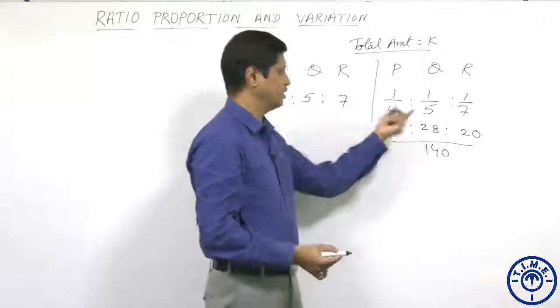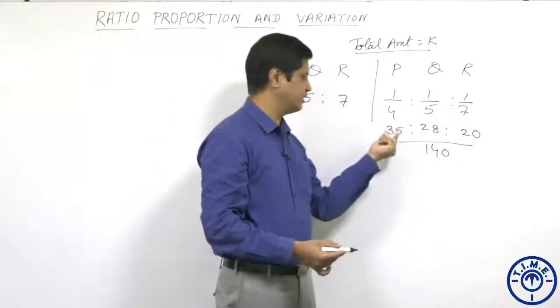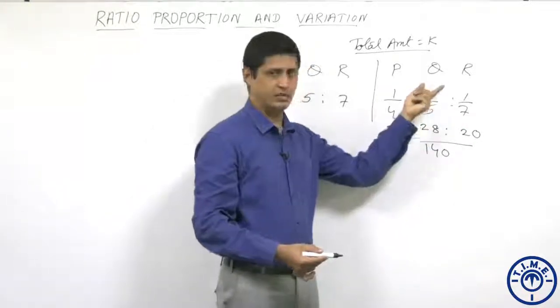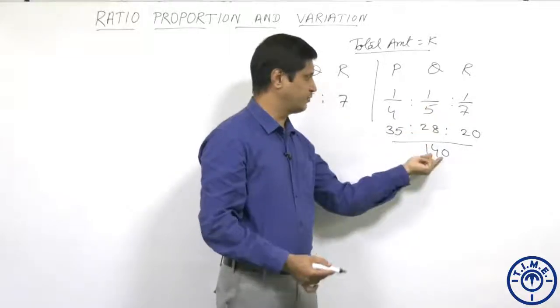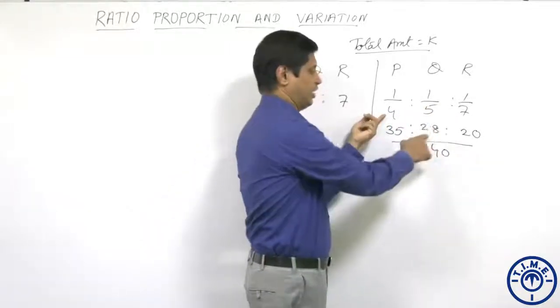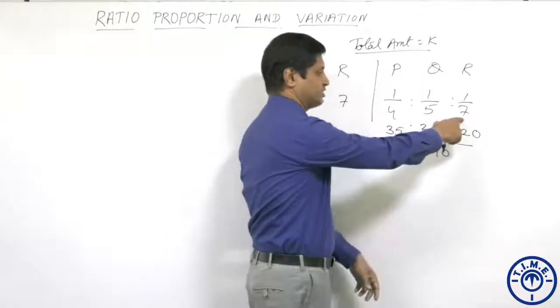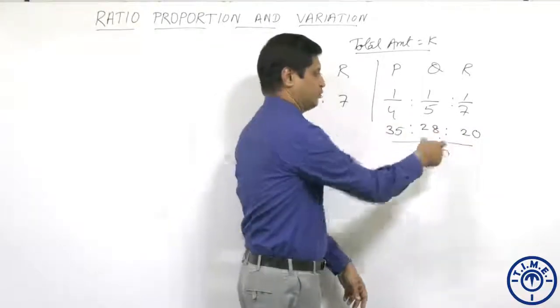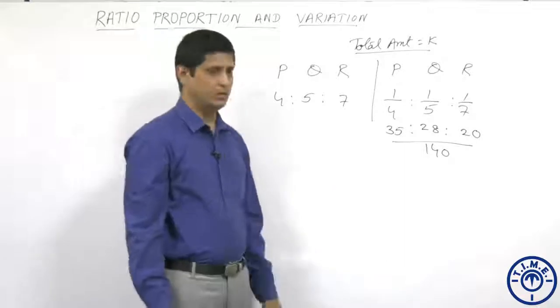It is very easy to find the ratio. For the 4, you need to take the product of the other two as the numerator value, because the numerators are 1, 1, 1. With the 5, it is 7 into 4, 28. Similarly, with the 7, it is 5 into 4, 20. That gives the ratio of P, Q and R.